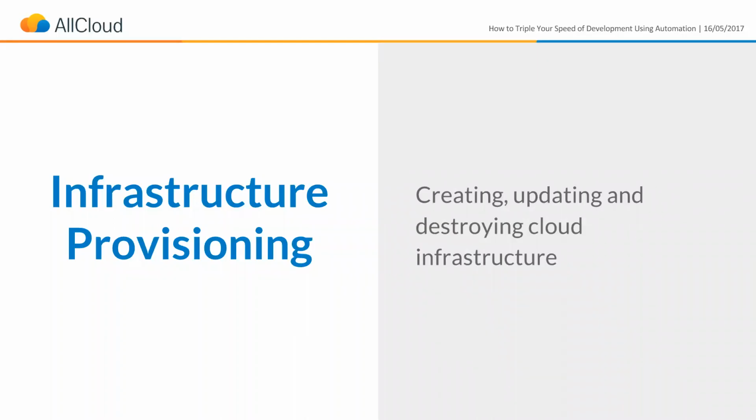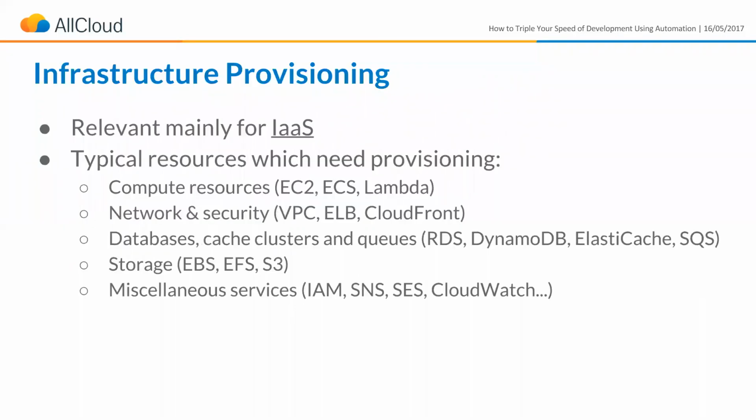Let's talk about infrastructure provisioning. Infrastructure provisioning is the idea of creating, updating, and destroying your cloud infrastructure. Now, this is an area in which a lot of our customers don't use automation for some reason, even though it is one of the most time-consuming areas in your software delivery pipeline. So I highly recommend completing your pipeline if today you're not using infrastructure provisioning using automation.